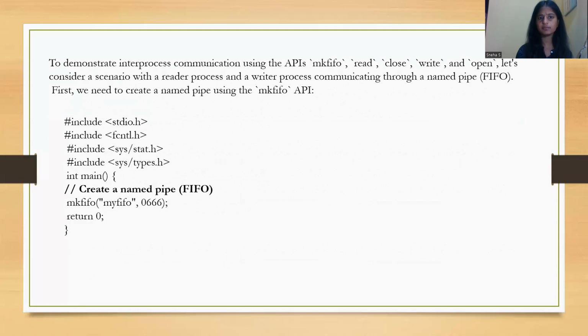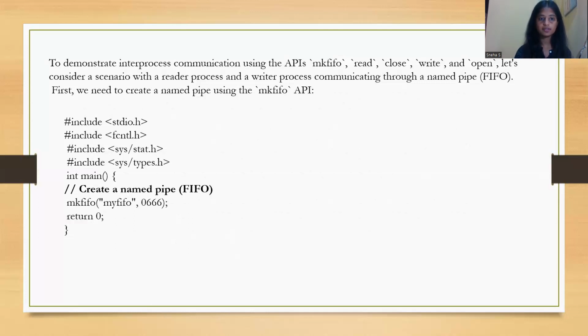So to demonstrate interprocess communication using APIs such as mkfifo, read, close, write, and open, let us consider a scenario where a reader process and a writer process are communicating with each other with the pipe. This pipe in here is named mkfifo.